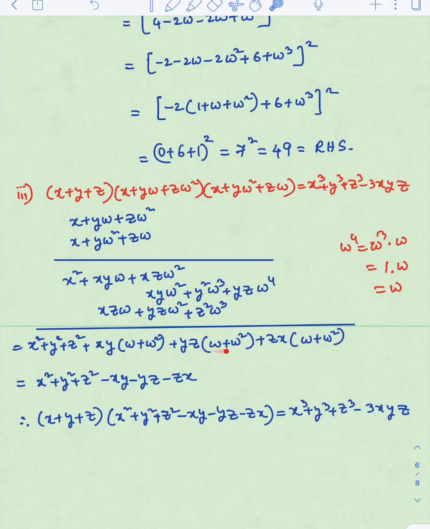Okay. Next step, these are the same. Here what happened? See, omega plus omega square. I don't want to go back and I will show you here only. 1 plus omega plus omega square is 0. Then what is omega plus omega square? Plus 1 when you take to the other side will become minus 1 here. So in the place of omega plus omega square, put minus 1. Then it will become what? Minus xy. This one also minus yz. This is also minus zx.